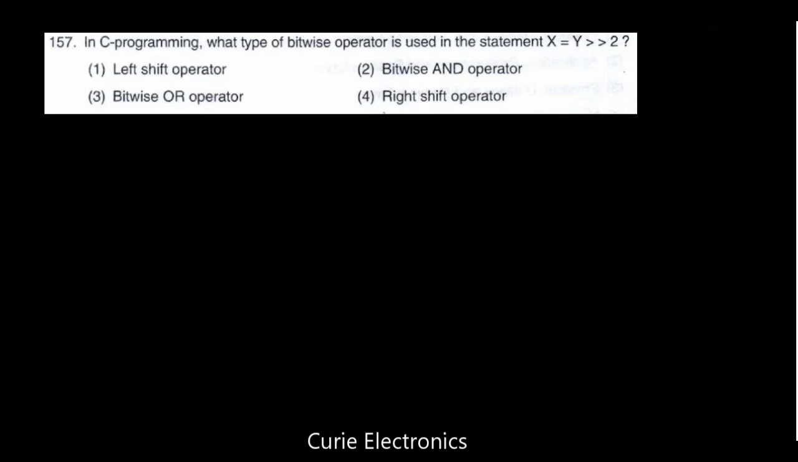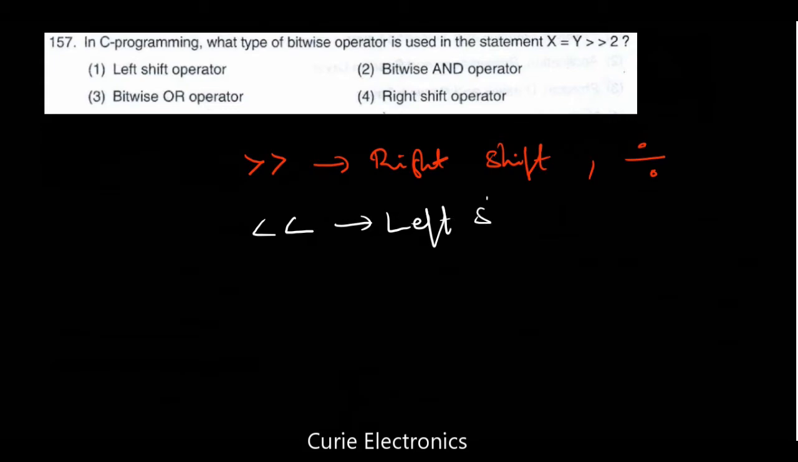In C programming, what type of bit operator is used in the statement X = Y >> 2? This is the right shift. Right shift will be used for division. And this is the left shift, and this will be used for multiplication. So the right answer is the right shift operator.